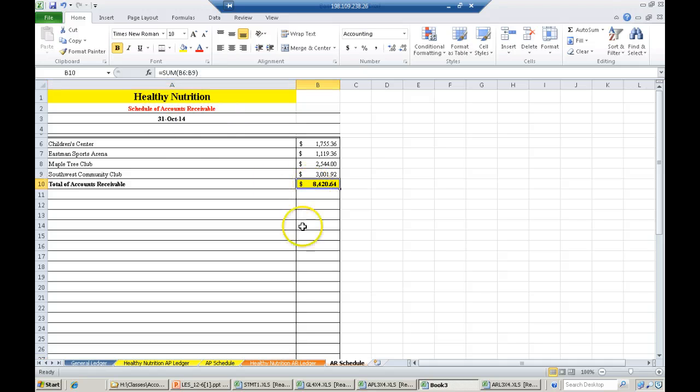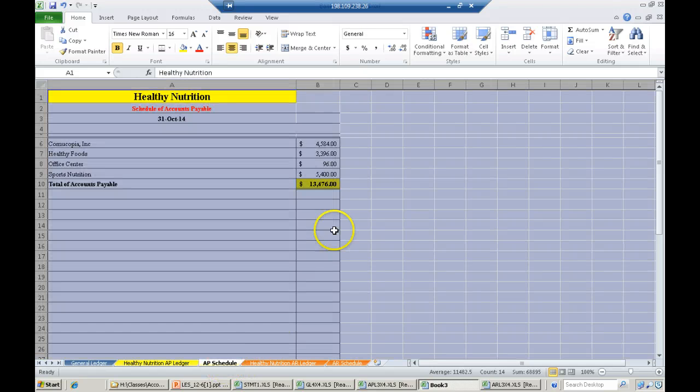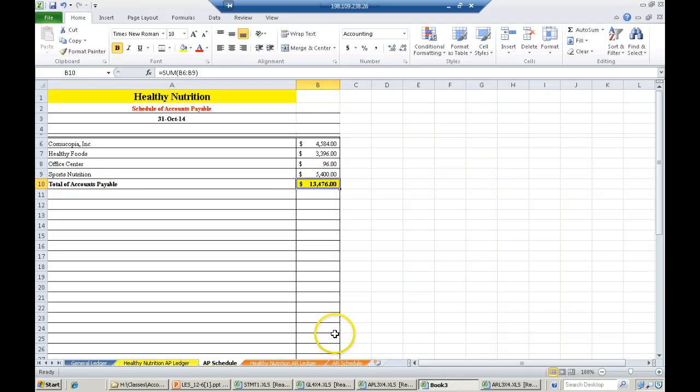So now, whereas we had an accounts payable schedule, this is what people owe us, or what we owe at the end of the month. Here's what people owe us at the end of the month. And each account is individually kept track of. That takes care of 12-4.